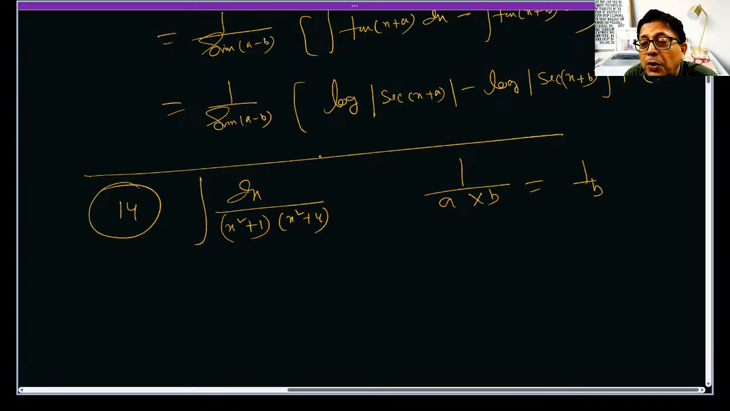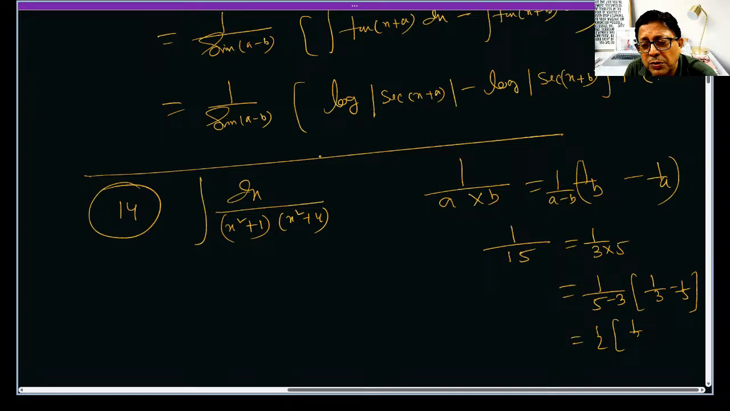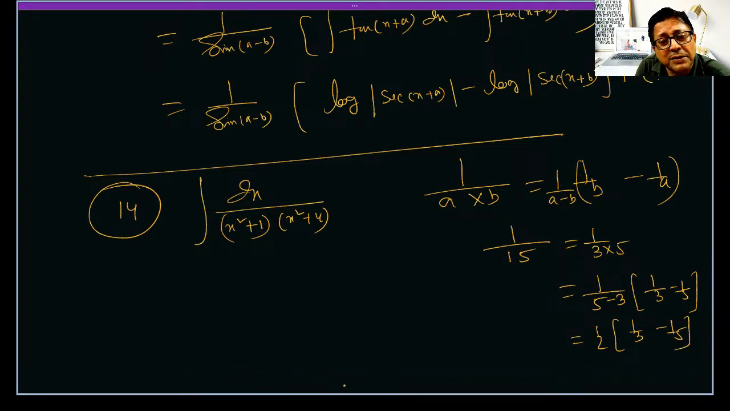You write 1 by b minus 1 by a. Outside you take a minus b common. Like you used to do, no? In junior classes also, 1 by 15, 3 into 5. How can you write this? 1 by 5 minus 3, then 1 by 3 minus 1 by 5. So half into 1/3 minus 1 by 5.